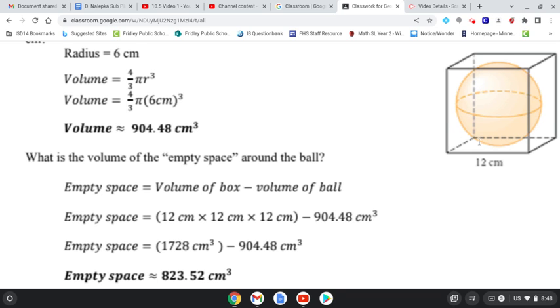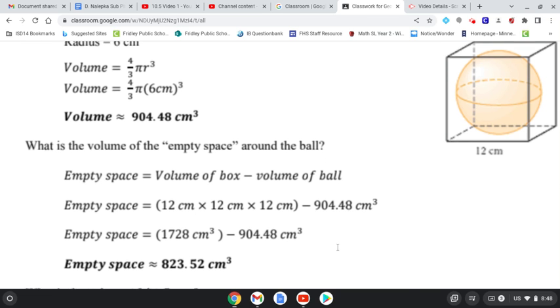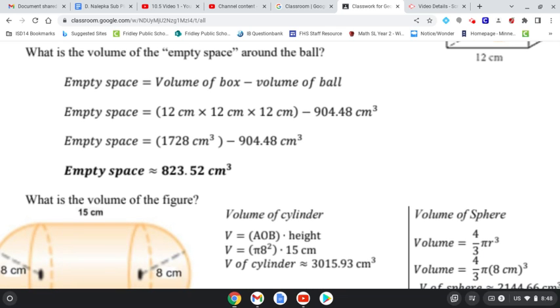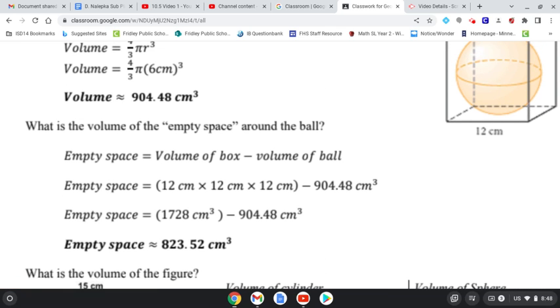And so to find the volume of the box, we think about our earlier section. This is a rectangular prism because we have a square on the bottom and a square on the top. So we take the area of the base multiplied by the height. So 12 by 12 by 12 again. So 12 by 12 by 12, that's the volume of the box, 1728. Then we subtract that sphere, and then we get the empty space, 823.52 centimeters cubed.